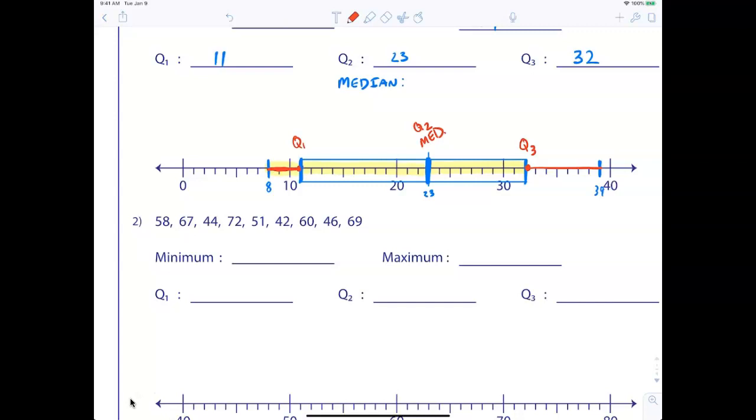Now, the next thing I'm going to add on here is called the interquartile range. The interquartile range, I'm just going to write it out. The inner quartile range. That's just Q3 minus Q1. Q3 minus Q1. So what would be the interquartile range here?